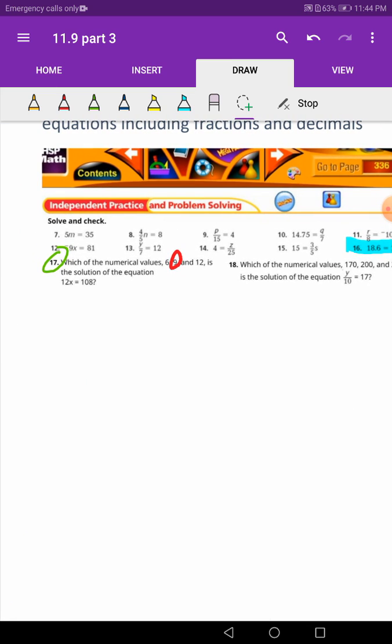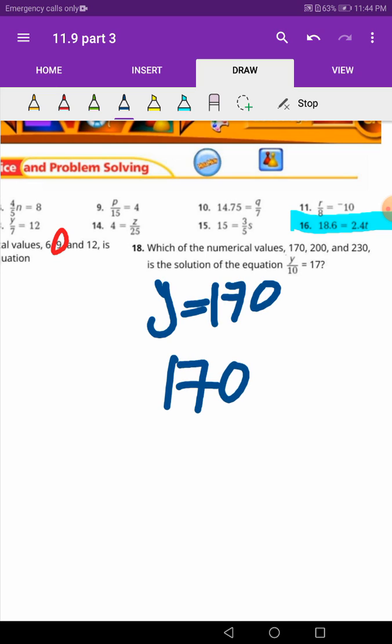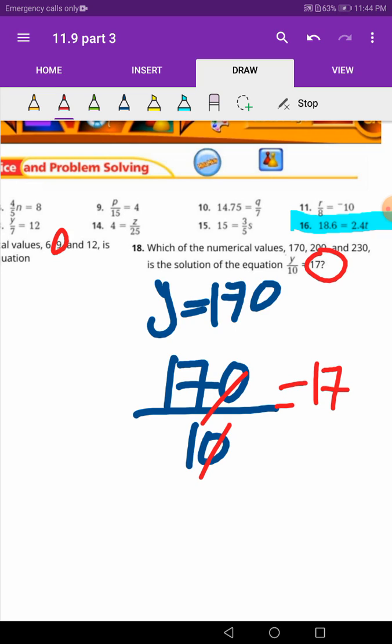Which of the numerical values 170, 200, and 230 is the solution for the equation y over 10 equals 17? So which number, if I replace it by y, is going to be a solution? Actually, it's so clear that y equals 170. Why? Because if you try to replace it, 170 divided by 10, we cancel the 0 with the 0. 17 divided by 1 is 17, which equals the second side. So the solution for this equation is y equals 170.